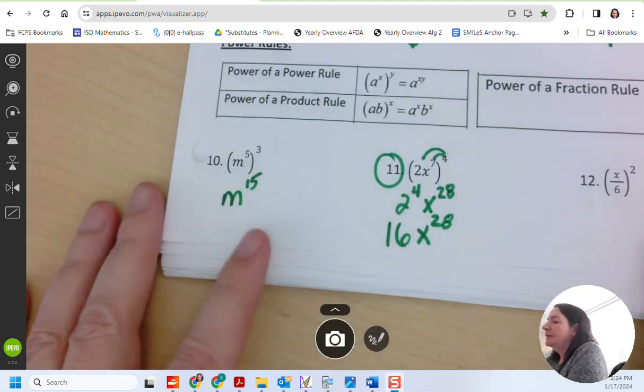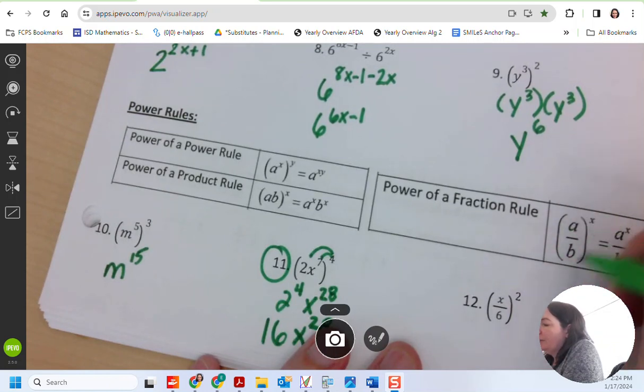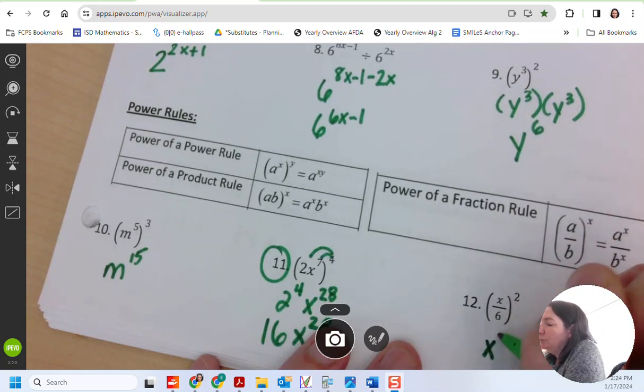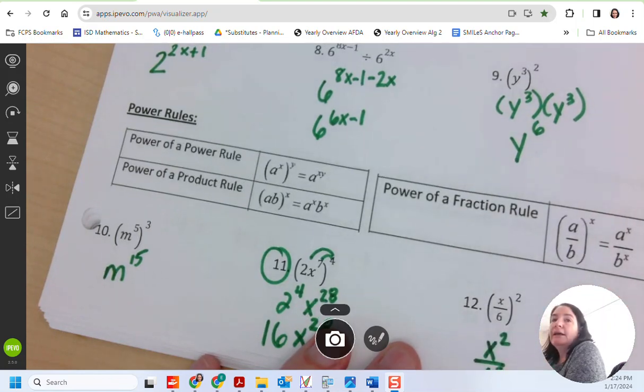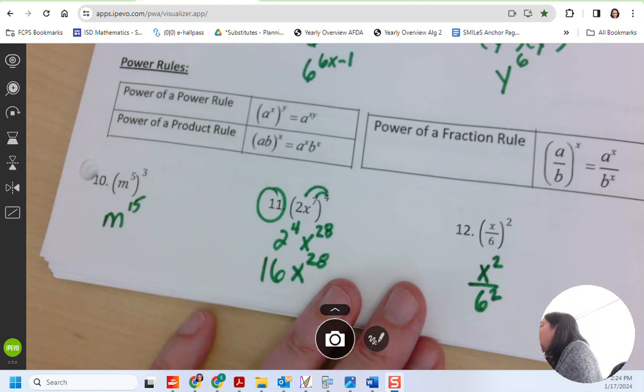All right. This one is saying that if you have a fraction and the exponent's out here, you can apply that exponent to both parts. So it would be x to the 2 over 6 to the 2. And then 6 to the 2 is 6 squared. 6 times 6 gives us what? Good.